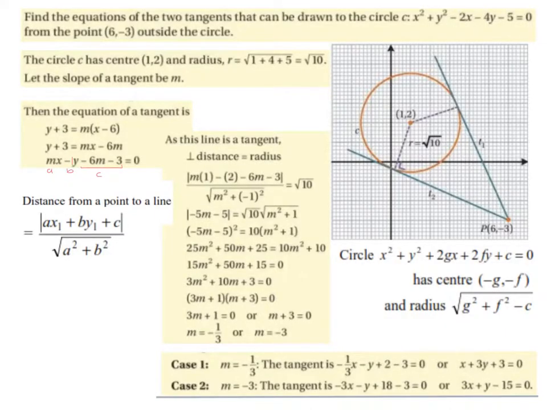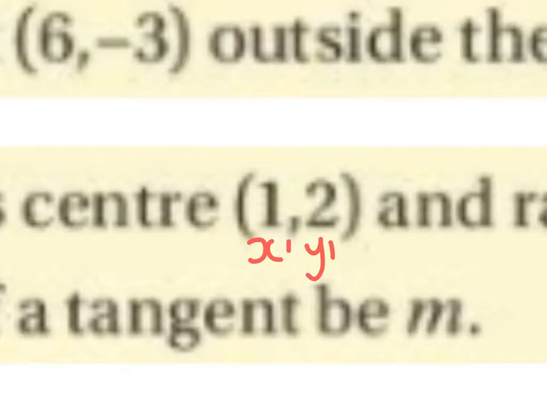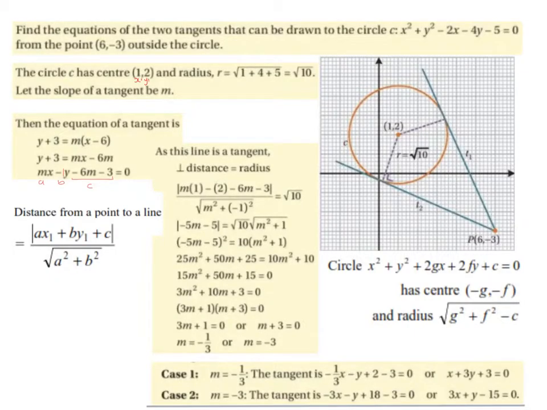Next we need to decide on the x1 and the y1. The x1 and the y1 is going to be the centre of the circle. So the 1 is x1 and the 2 is y1. Next we just substitute into the formula. So ax1 is going to be m multiplied by 1, which will just give us m.